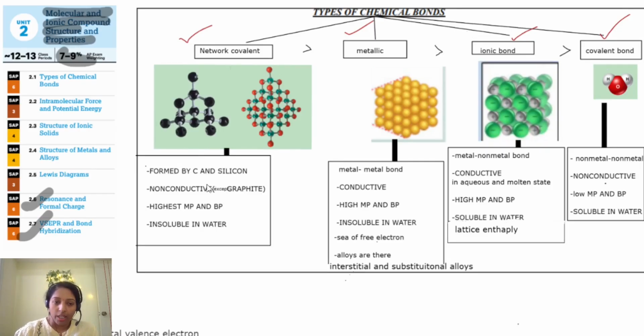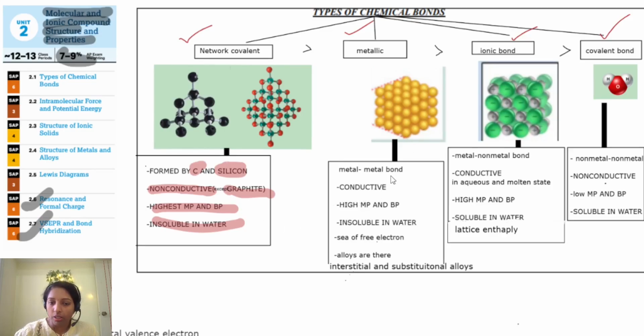Main point we need to memorize: only carbon and silicon form network covalent bond, like graphite, diamond, silicate. Whenever these are in your question, you can identify it is a network covalent bond. Those are usually non-conductive except graphite. Graphite is conductive, and network covalent solids definitely have the highest melting point and boiling point.